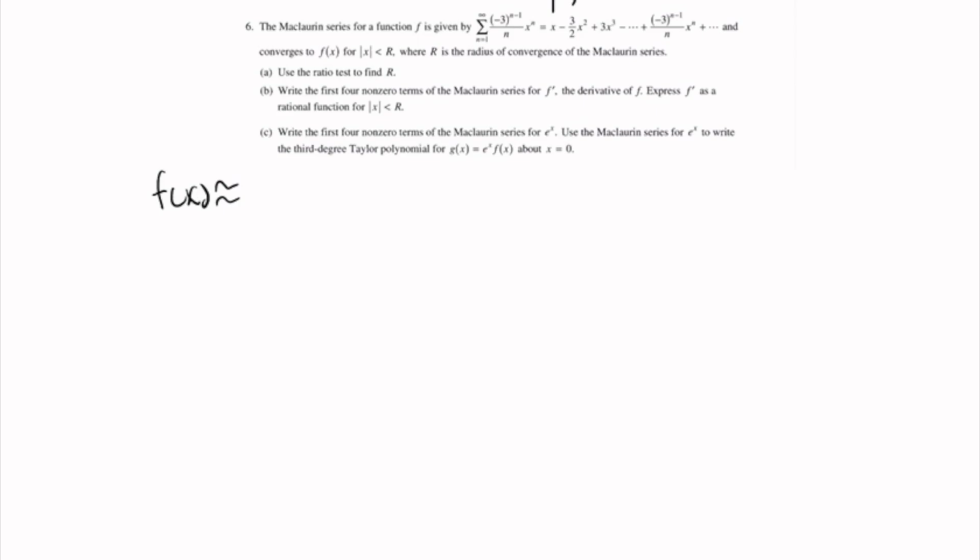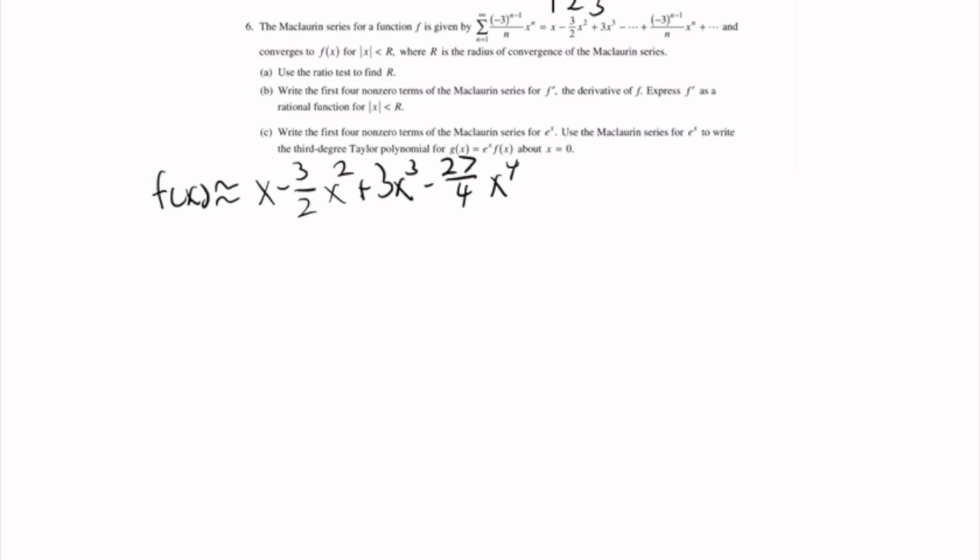And if you look at the top, they already give us the first 3 terms of the series, so we'll just write these down here. x minus 3 halves x squared plus 3x cubed. And to find the 4th term, you just have to plug in 4 for n, which you end up getting as negative 27 over 4 x to the 4th.